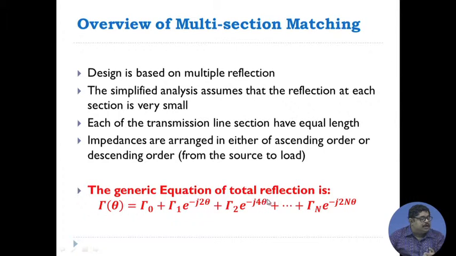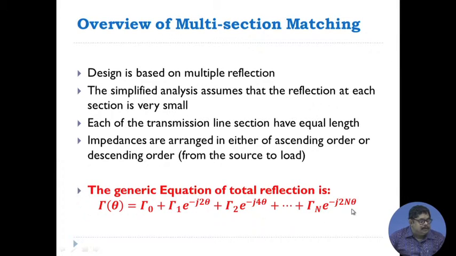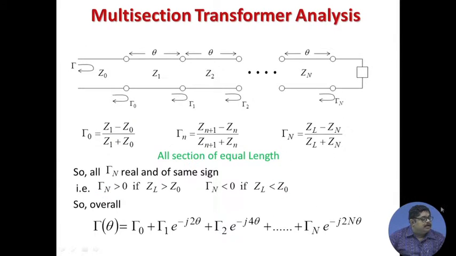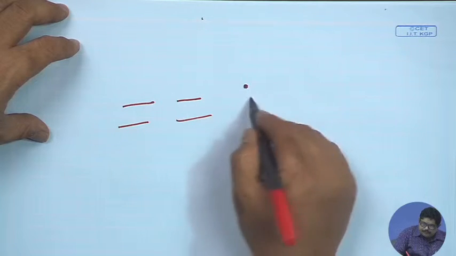And this generic equation of total reflection we have already written here, you see this one. Just like this we can write the generic equation, and with this you get this series. Now, we also assume two more things. One is that the transformer is symmetrical, symmetrical in the sense of the reflection coefficients at the two ends. The meaning is, suppose I have multiple sections.